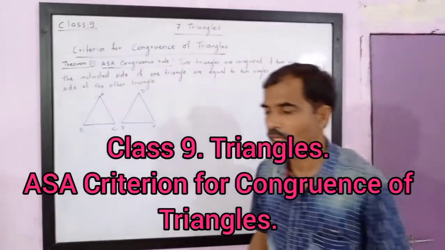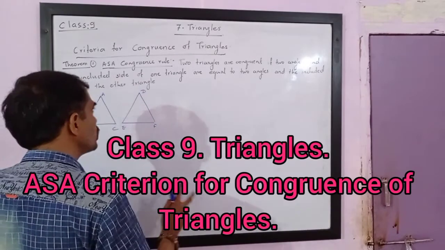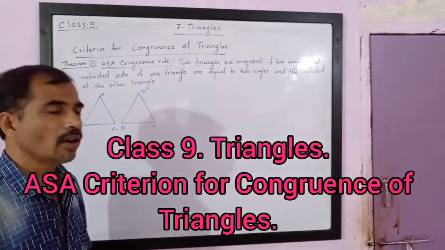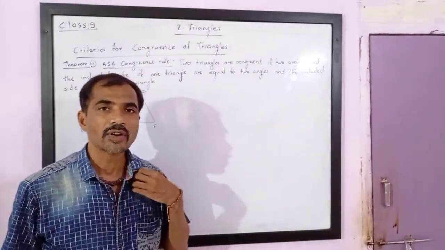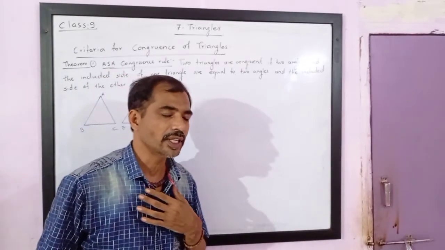Dear friends, we have just studied the SAS congruence rule. That is, if two sides and the included angle of one triangle are congruent to two sides and the included angle of the other triangle, then the two triangles are congruent. That is what we have studied.